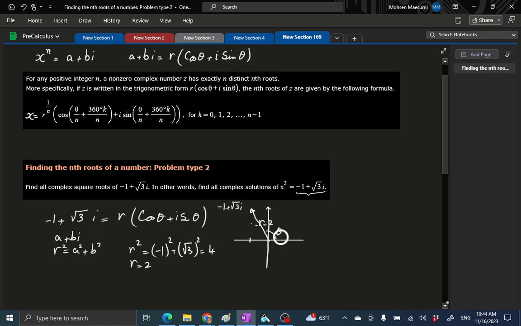Well, if you said 120, you're right. That one comes from tangent. Tangent of theta is equal to b over a. So we are solving tangent of theta equal to radical 3 over minus 1, which is minus radical 3. We recognize this point is in the second quadrant. What angle in the second quadrant has tangent equal to minus radical 3? That's of course 120 degrees.